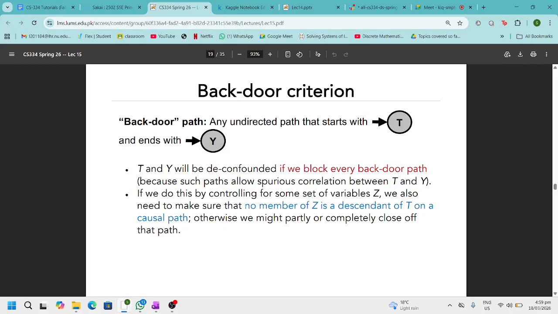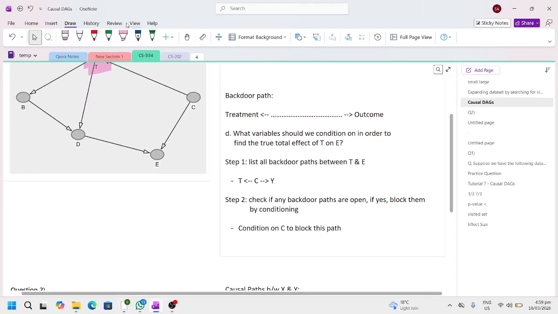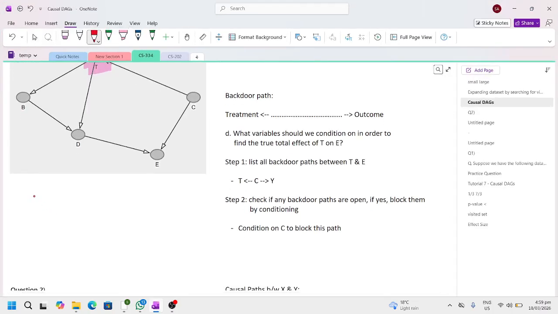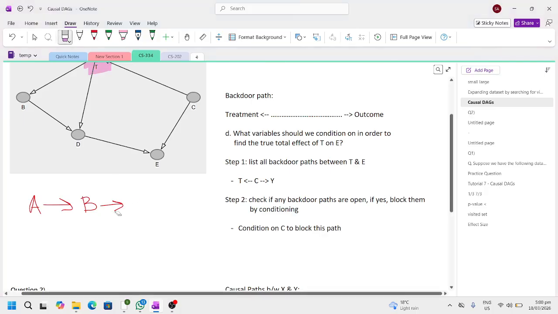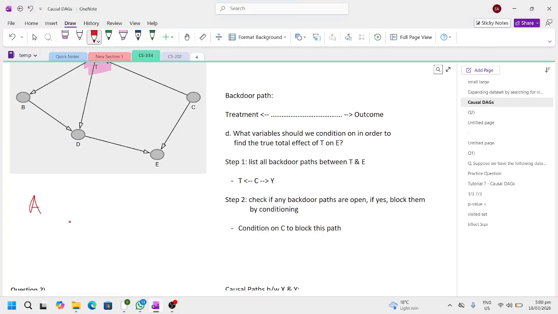But during the process of controlling, this is one thing that you have to make sure of. No member of Z is a descendant of T on a causal path. Because if that is true, तो आप उस causal path को भी block कर देंगे essentially. I feel like an example for this should help. If you have something like this, let's say A goes to B, sorry, my bad. I intended to make one with a fork in it.